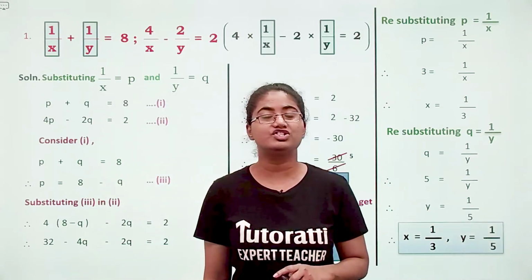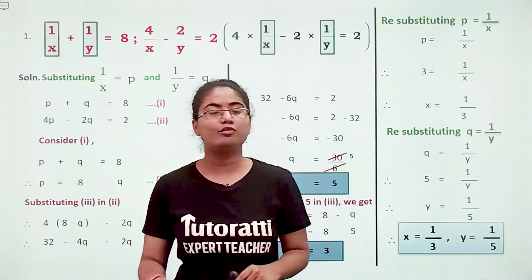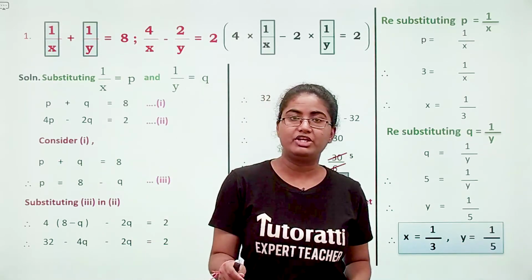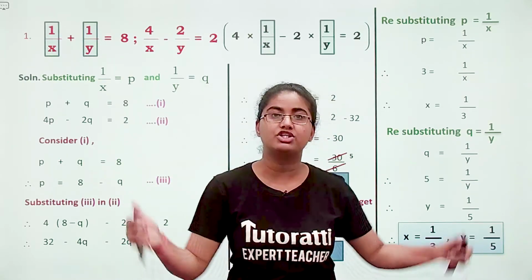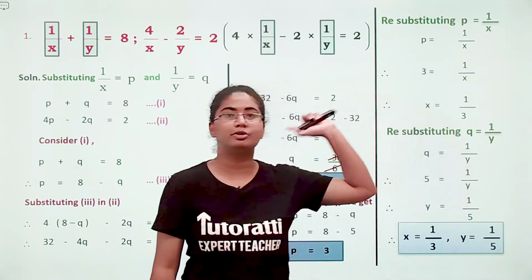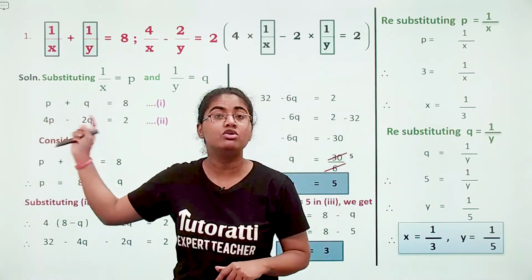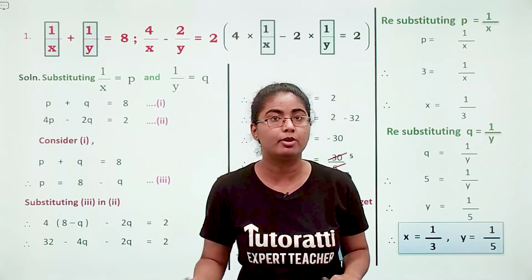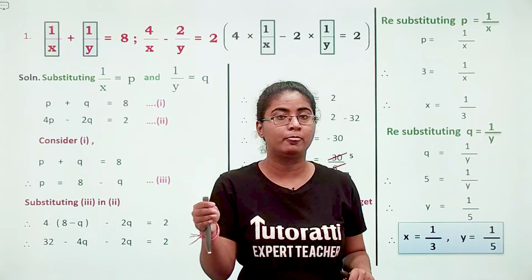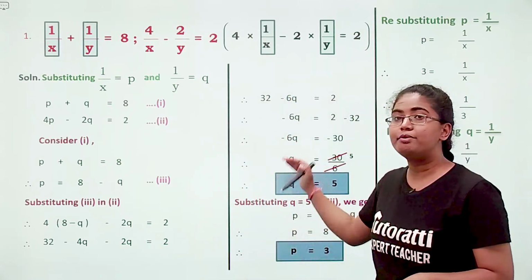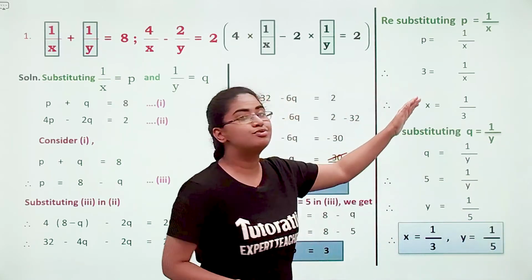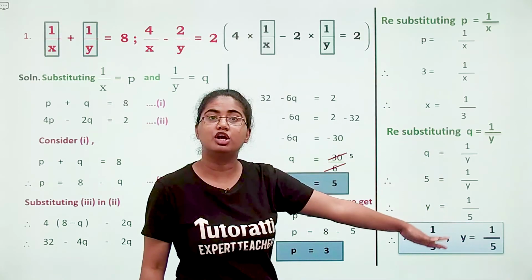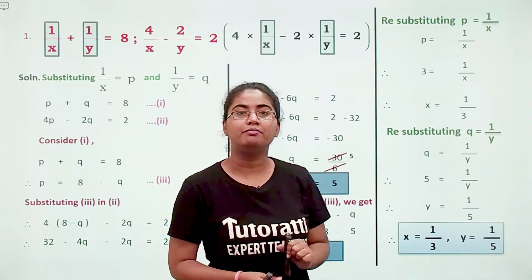Write the concluding statement, and that is how you solve pair of linear equations if you have your variables in the denominator. You simply substitute 1 upon your variable with some other variable, a temporary variable. When you obtain the value of your temporary variables, resubstitute and obtain your original variables. Alright? Thank you.